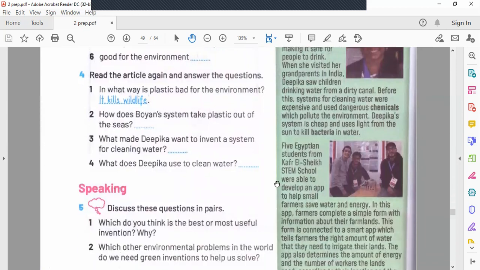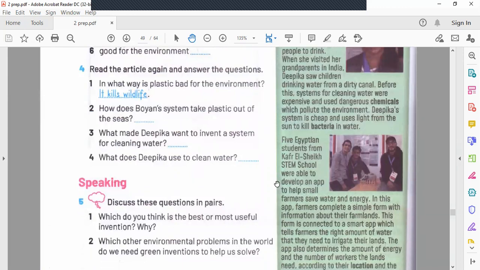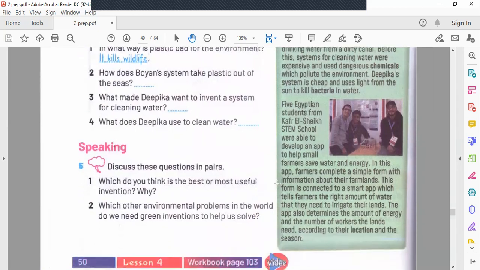Five Egyptian students from Kafr Sheikh STEM school were able to develop an app to help small farmers save water and energy. In this app, farmers complete a simple form with information about their farmlands, and this form is connected to a smart app which tells farmers the right amount of water that they need to irrigate their land. The app also determines the amount of energy and the number of workers the land needs according to their location and season.